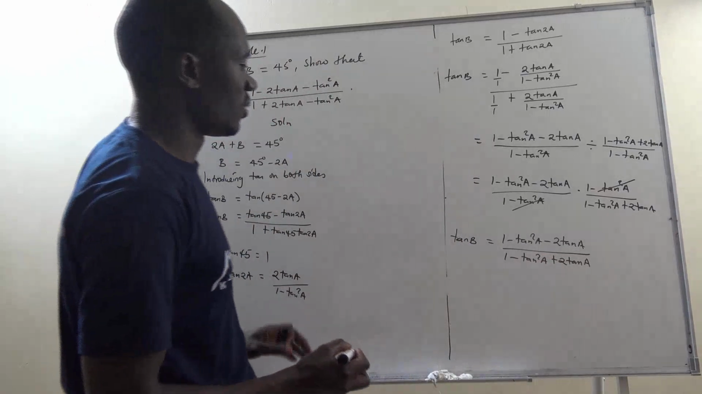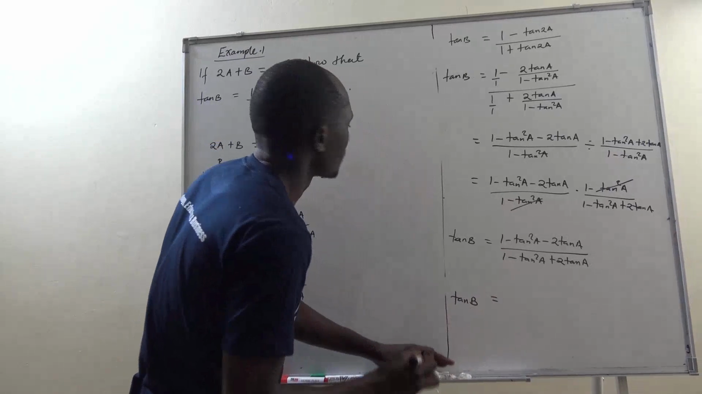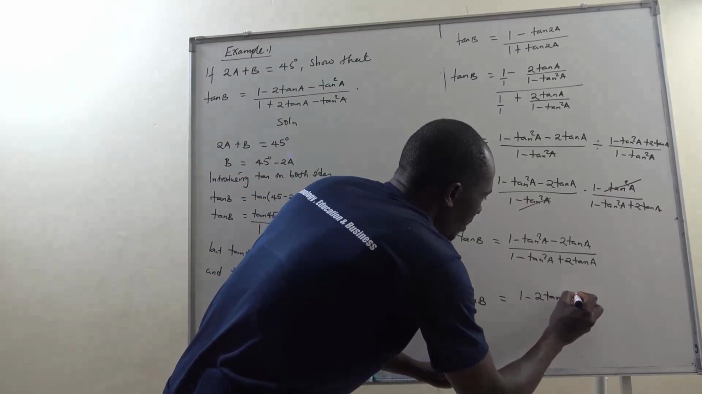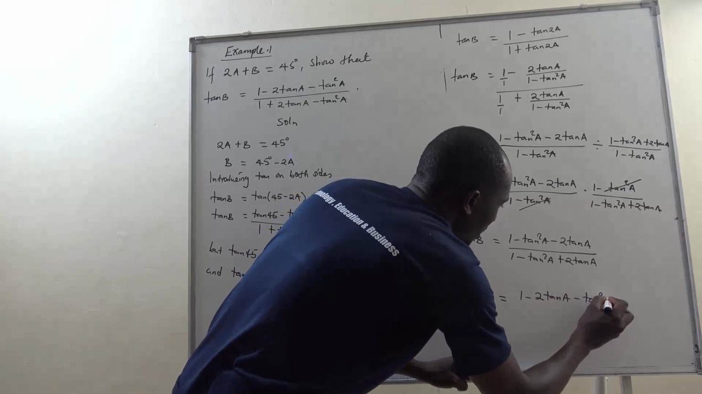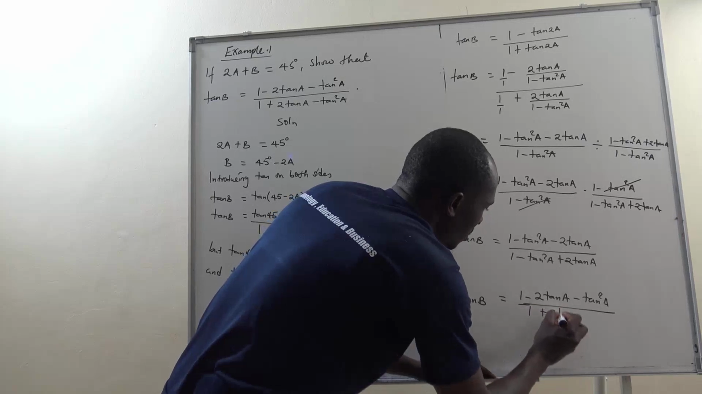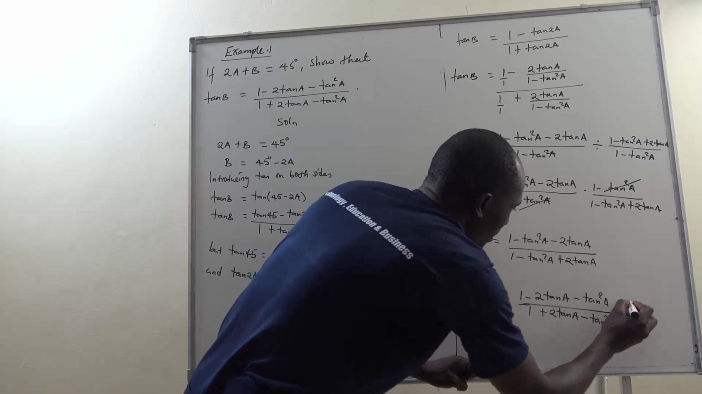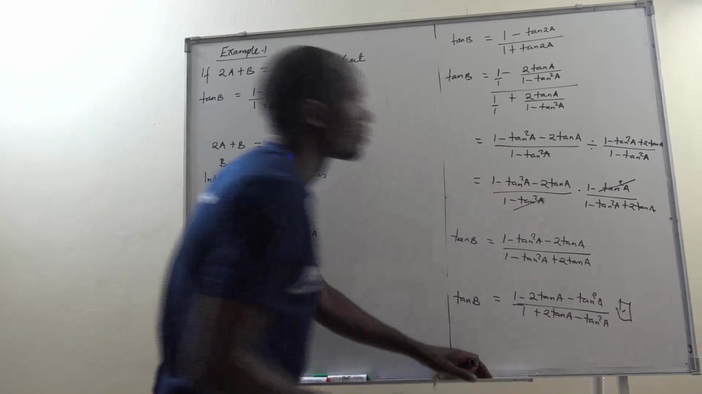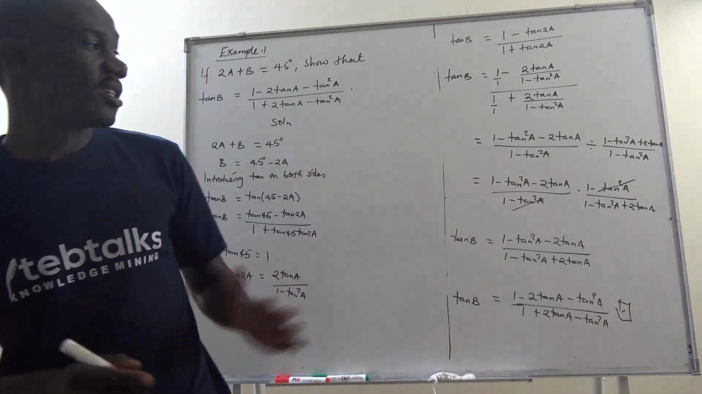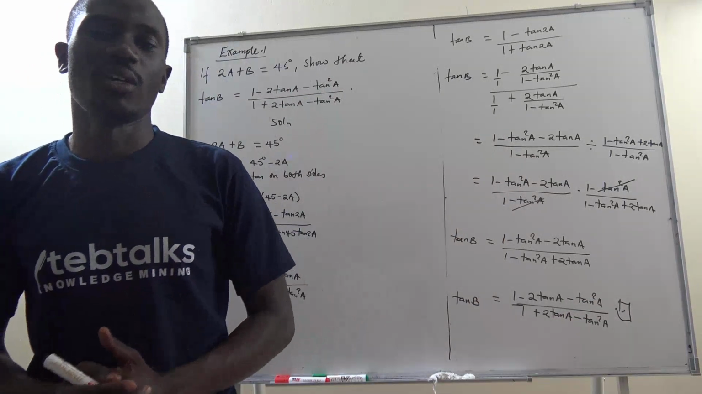And we can rearrange it in the way they have told us. Therefore, tan B equals (1 minus 2 tan A minus tan squared A) all over (1 plus 2 tan A minus tan squared A), as required. So I've tried to derive that one up to that point. I've followed all the steps, and what they have requested of us has kindly come out.